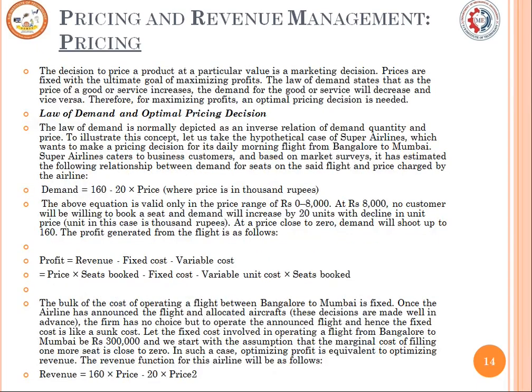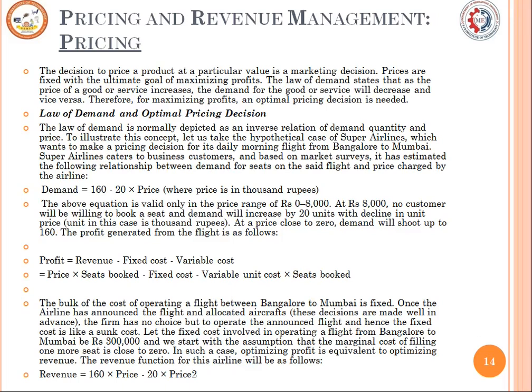So, pricing and revenue management. There is a law of demand and optimal pricing decision. The law of demand is normally depicted as an inverse relation between quantity demanded and price. To illustrate this concept, let us take a hypothetical case of Super Airlines, which wants to make a pricing decision for its daily morning flight from Bangalore to Mumbai.